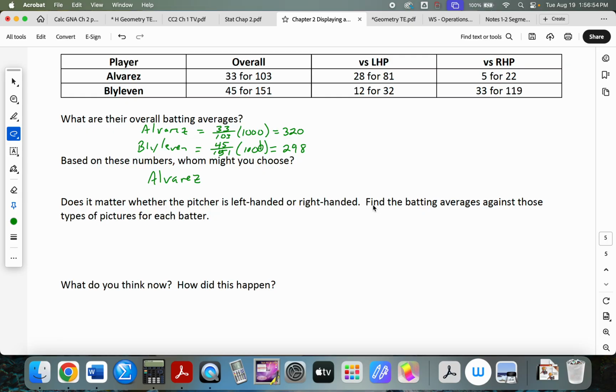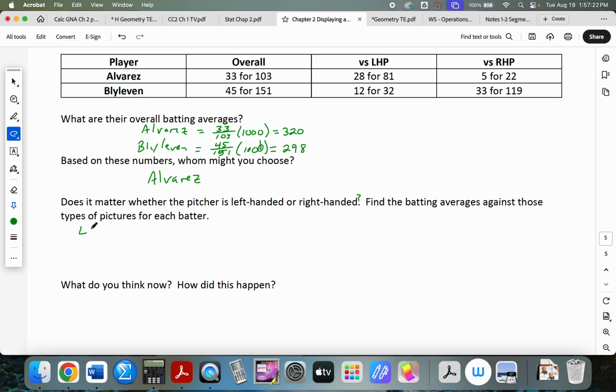The question that ended in a period and should have been a question mark is, does it matter whether the pitcher is left-handed or right-handed? Oh, maybe one of them is really good against left-handed and bad against right-handed, or vice versa, and that might better inform me. Okay, so let's find the batting averages against those types of pitchers for each batter.